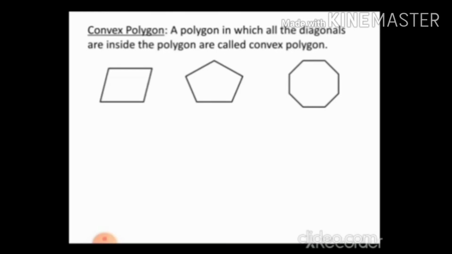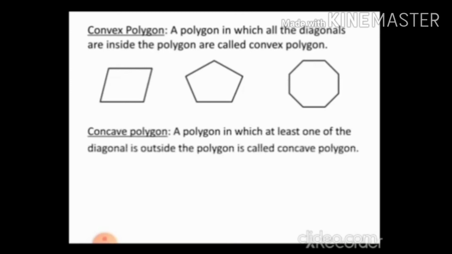Next is concave polygon. A polygon in which at least one of the diagonals is outside the polygon is called a concave polygon. Means at least one of the diagonals should be outside it. So let us see the examples of it.